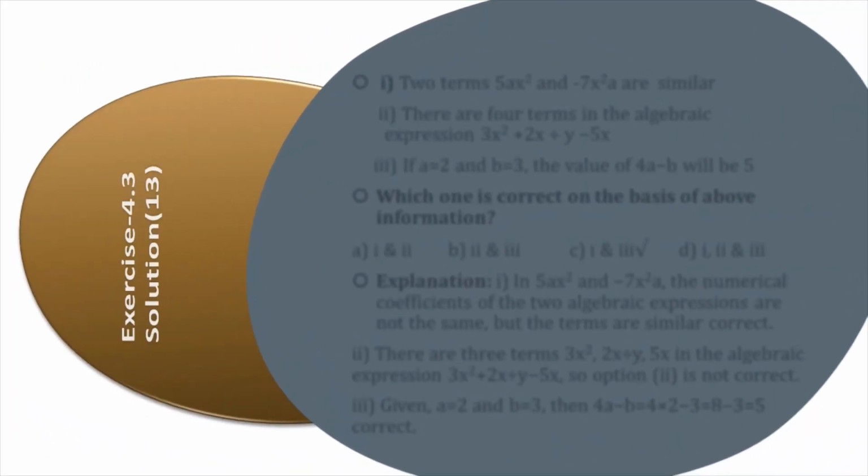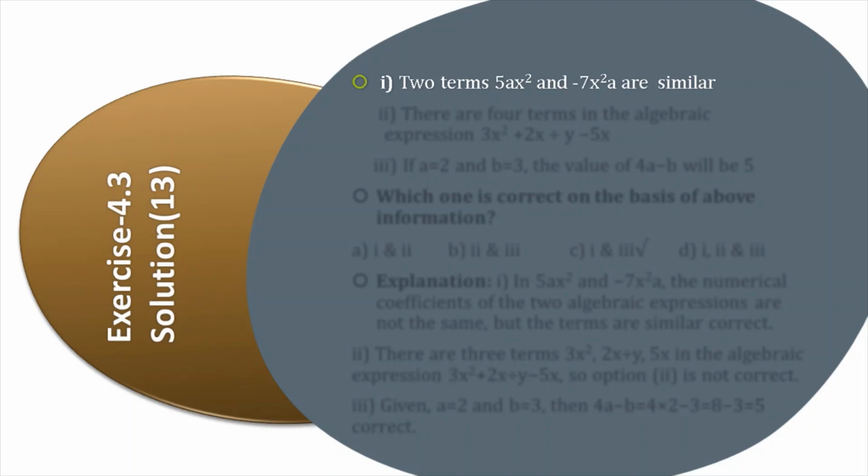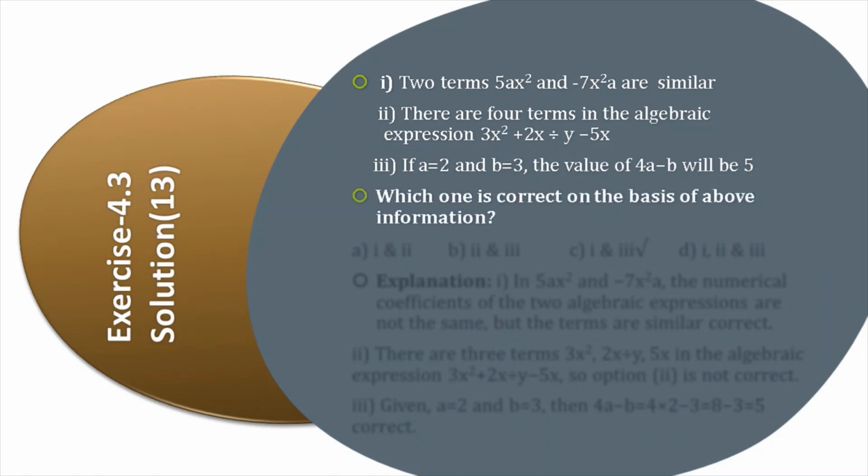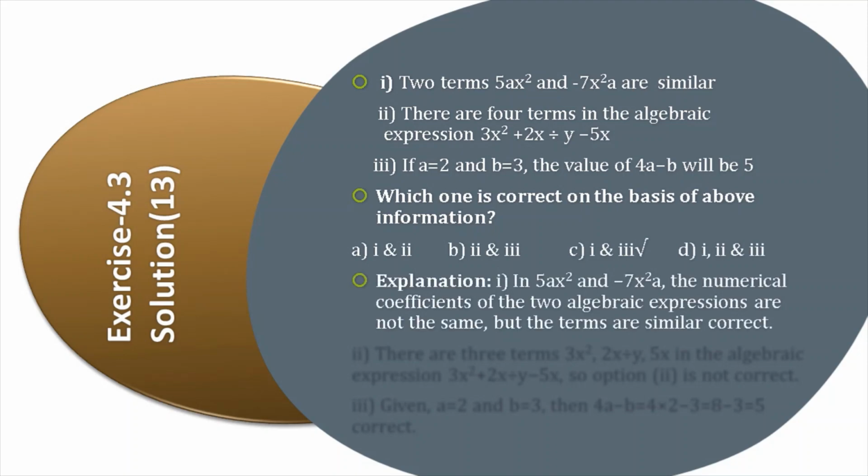So this is solution number 13. Number 1, two terms 5a x square and minus 7x square a are similar. Number 2, there are 4 terms in the algebraic expression 3x square plus 2x divided by y minus 5x. Number 3, if a equals 2 and b equals 3, the value of 4a minus b will be 5. Which one is correct on the basis of above information? The answer will be C. 1 and 3 is correct. Let us see the explanation.